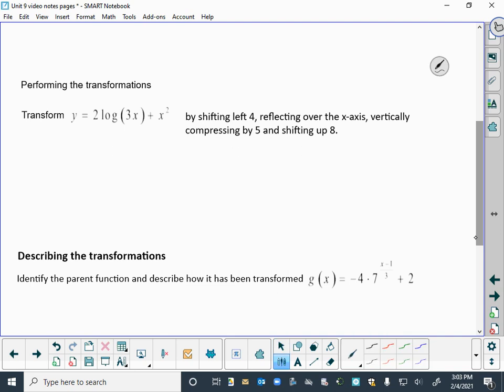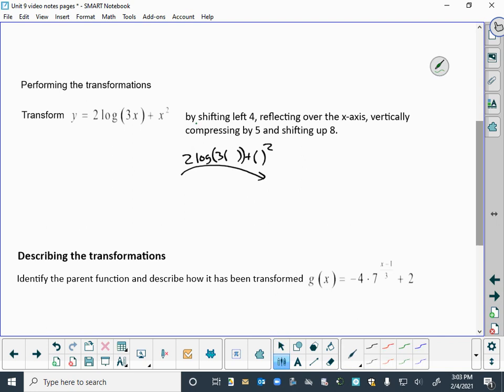Okay, well, where are we going to start? We're going to start with our parent function. Okay. And I'm going to make a nice long parent function arrow, because it's going to grab everything that was up here before. It's going to look like 2 log of 3 empty set of parentheses plus empty set of parentheses squared. Everywhere there was an x, there's now an empty set of parentheses.